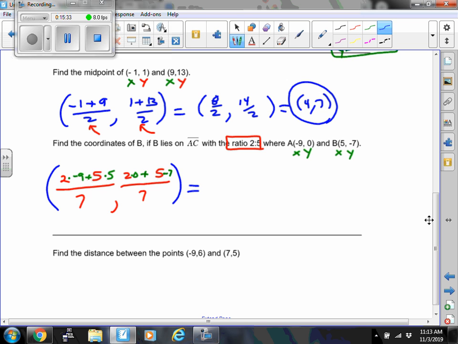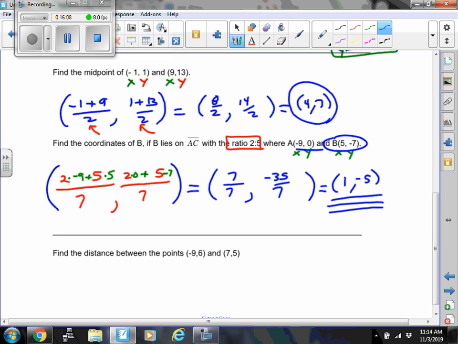Just like we did with midpoint, I'm going to simplify the top first before I divide by the 7. So 2 times negative 9 plus 5 times 5. Put that in your calculator, hit the enter key. You're going to get 7. And then I'm going to divide by 7 in a minute. And then for the y's, 2 times 0 plus 5 times negative 7 is negative 35 over 7. Now I can just do the divide. 7 divided by 7 is 1. Negative 35 divided by 7 is negative 5. Now I have the point that has a ratio of 2 to 5 that sits between these two points.